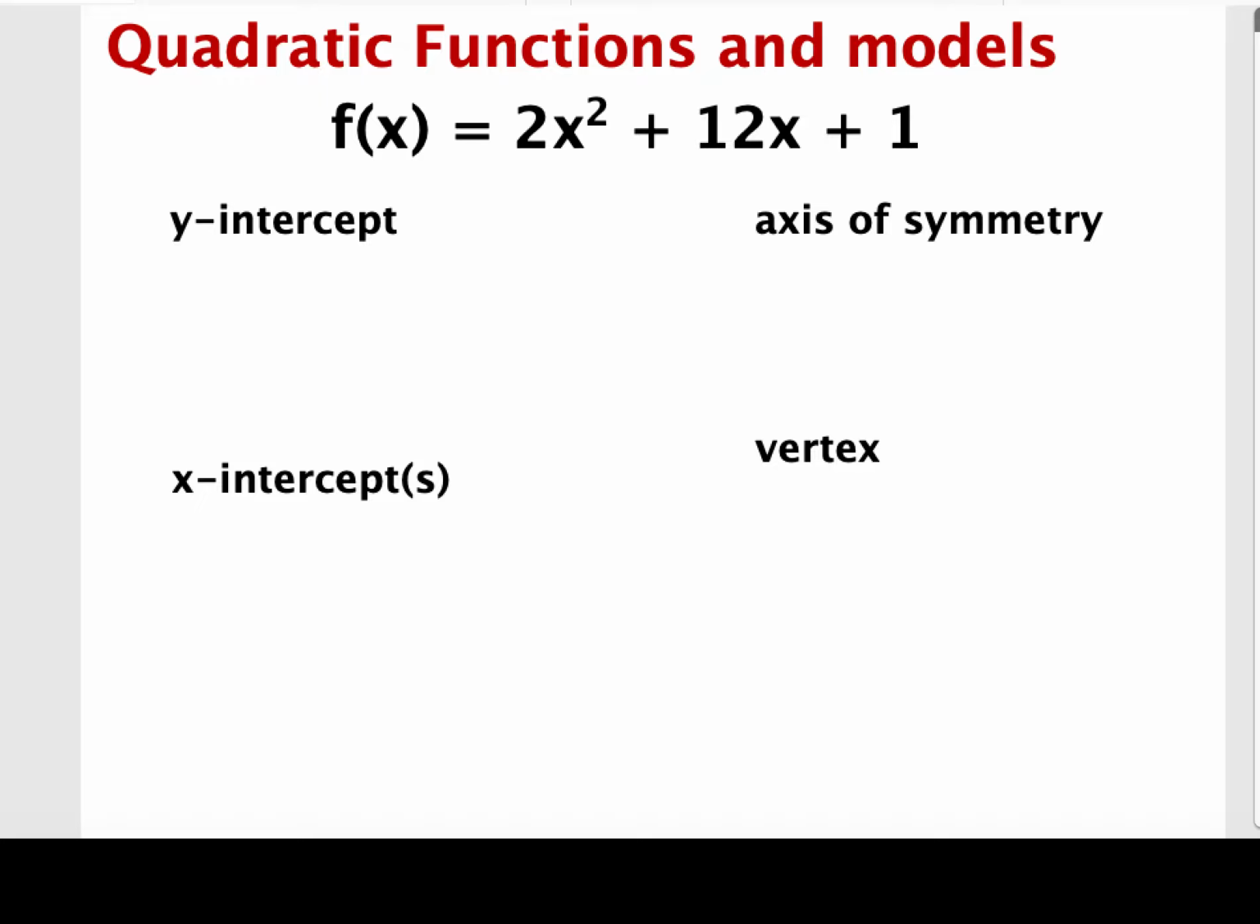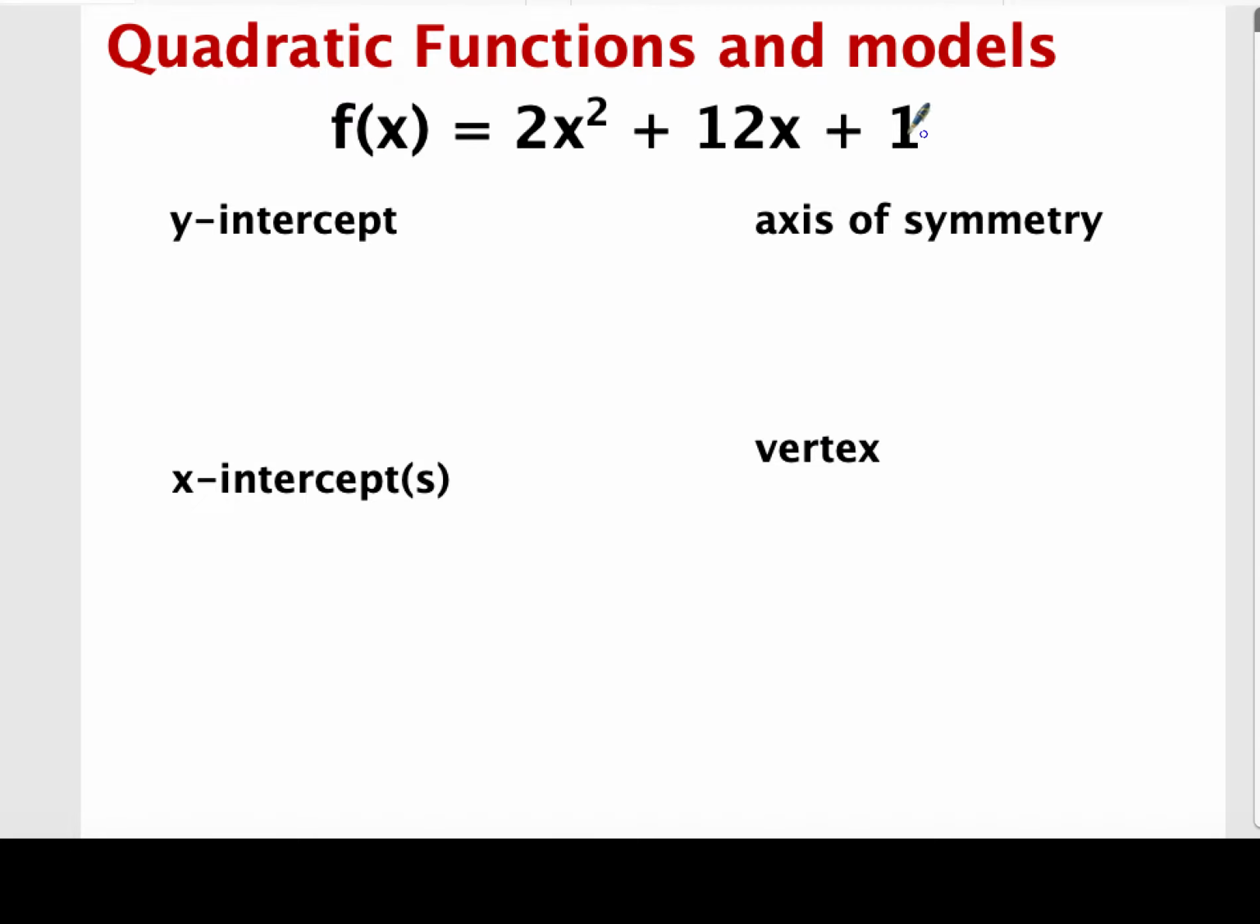You're always welcome to just plug random points in, make a random table, and connect the dots, and we should end up with our parabola, right? Our quadratic functions end up being a parabola. But there are some helpful and easy to find pieces, such as those four on the screen right now: the y-intercept, the x-intercepts, and then of course the axis of symmetry and the vertex. So, major parts to a quadratic function.